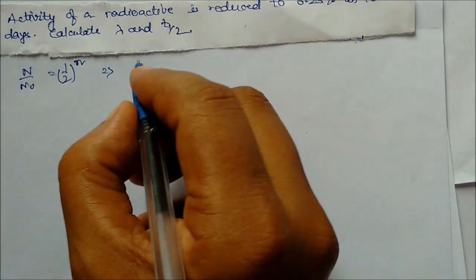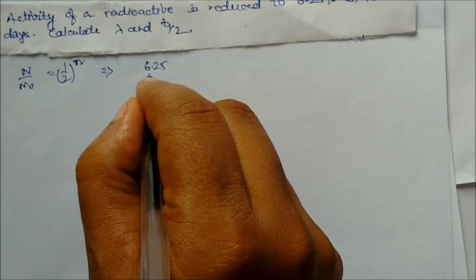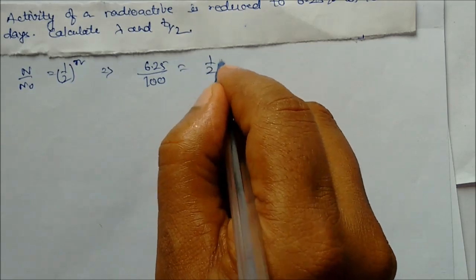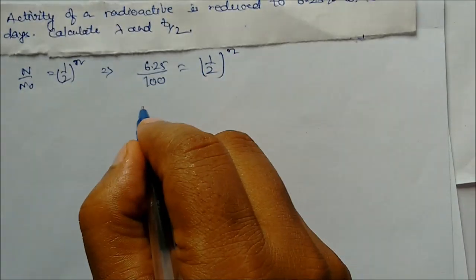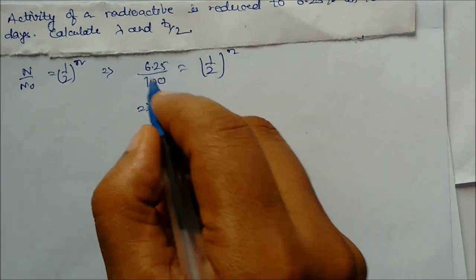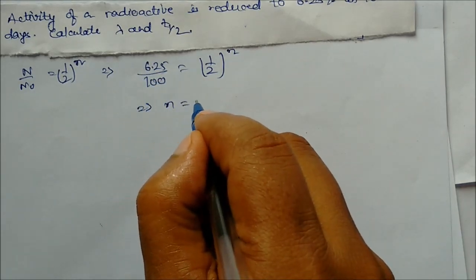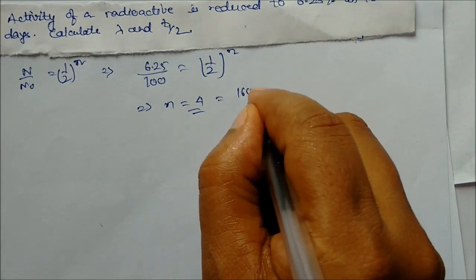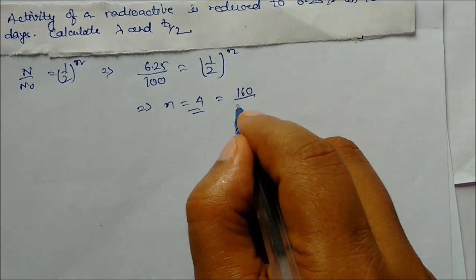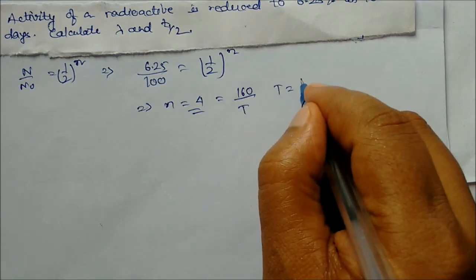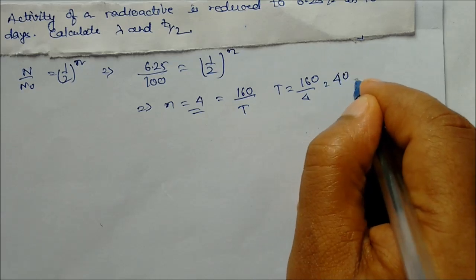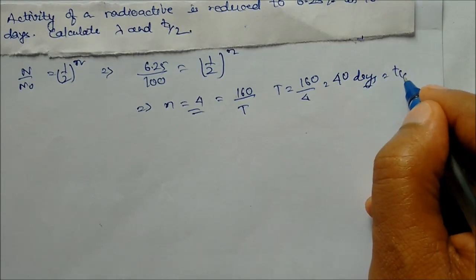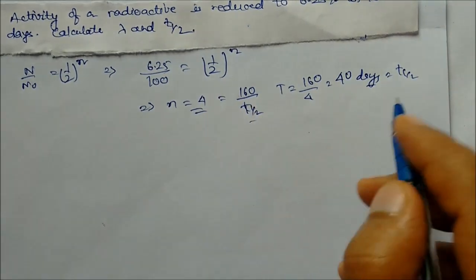So the activity is 6.25%. So already it has been reduced. Total we have taken 100, and the number of half-lives is n, with 1 by 2 to the power n. If you solve it, n is equal to almost 4. And 160 days they have given, so the total time is 160 by 4, so this is 40 days. So 40 days is actually the half-life. So half-life is 40 days.